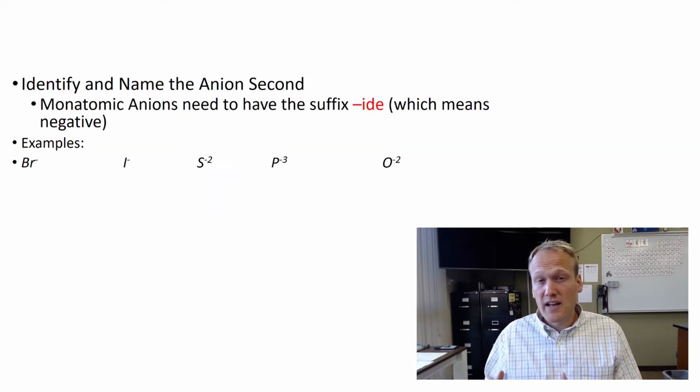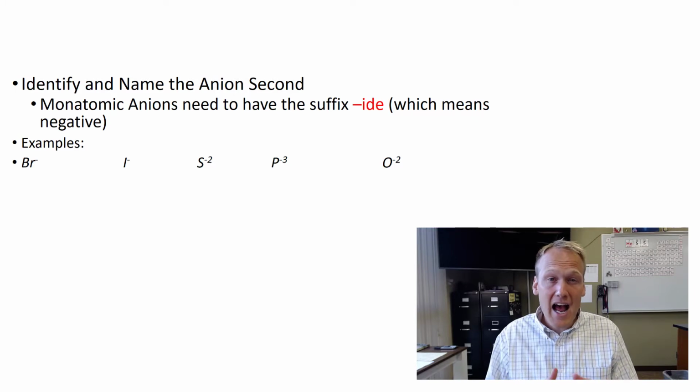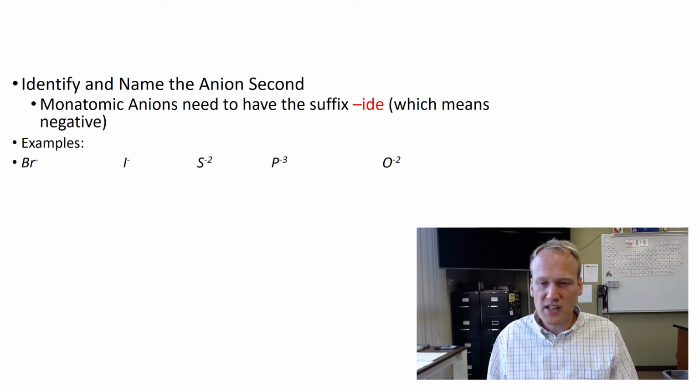The second part of the ionic formula is the anion. If we have a monatomic anion, we're going to take that anion and add IDE to the end. So Br minus 1, that anion would become bromide. And I minus 1 would become iodide. Sulfide, phosphide, oxide would all be the other examples that you see here.